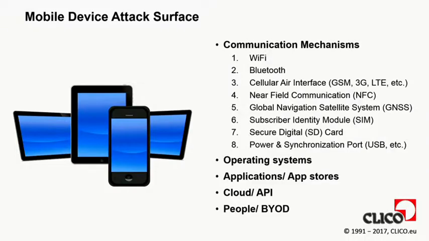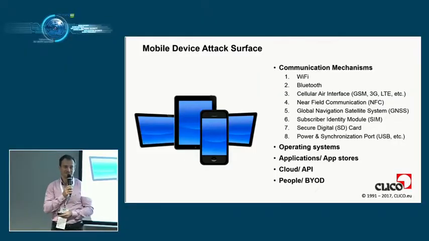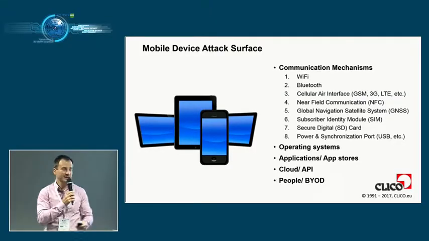Okay, what is specific, technically, in risk management for mobile devices? First of all, we have a huge attack surface. Attack surface means the ways that intruders could do some damage to our mobile devices. On this slide, you will see how many communication methods you have in mobile devices: Wi-Fi, Bluetooth, GSM, near-field communication used for finance services, global navigation, SIM cards. We had many incidents related to SIM cards.